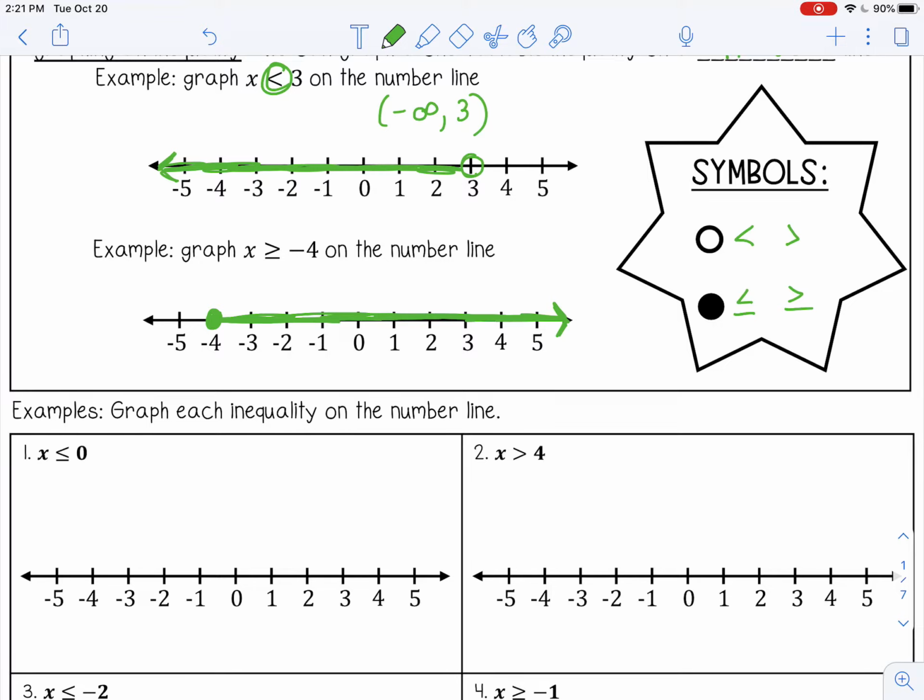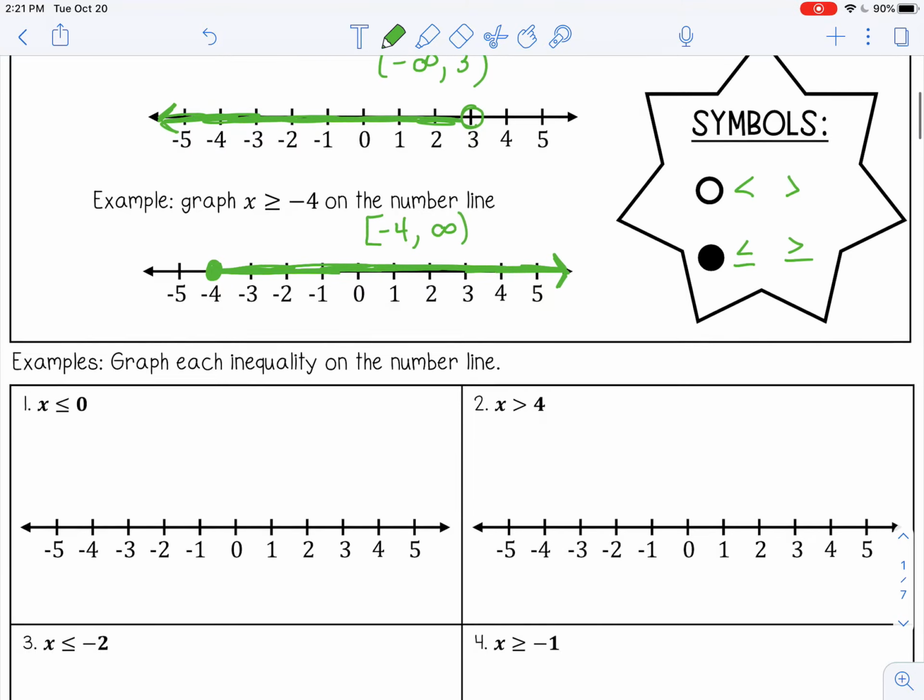Another way you can write that is a bracket -4. That means the solution contains -4. If it's a parentheses, it doesn't contain it. If it's a bracket, it does. All the way to positive infinity. And with infinity, you always put a parentheses because you can't actually contain the number infinity. It just means it goes forever.